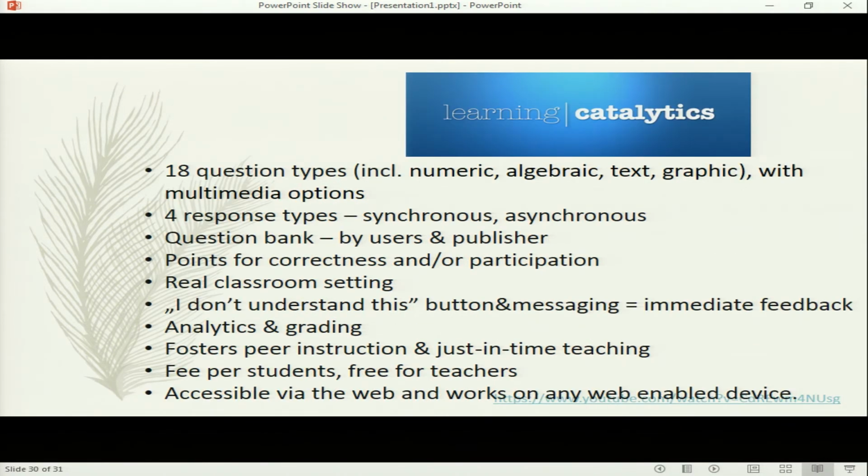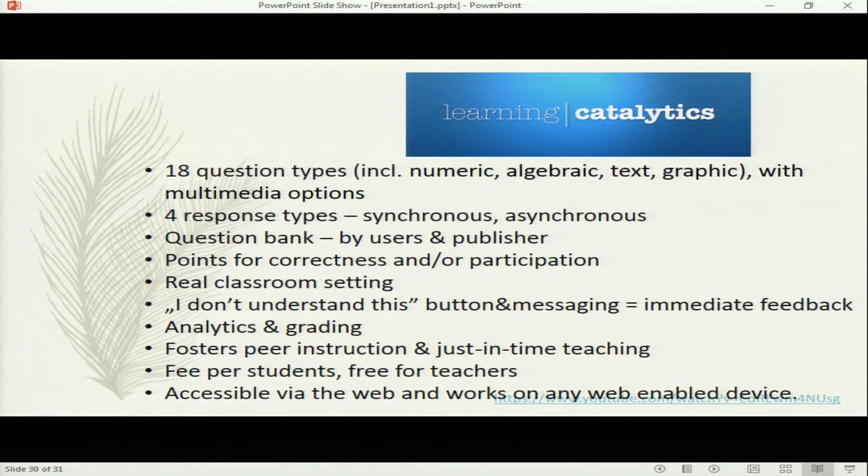And Learning Catalytics that we are using now, this is the one that I know the best. Well, it has 18 types of questions to use. It's not free, unfortunately, because it is so sophisticated, but the fee is not very high.